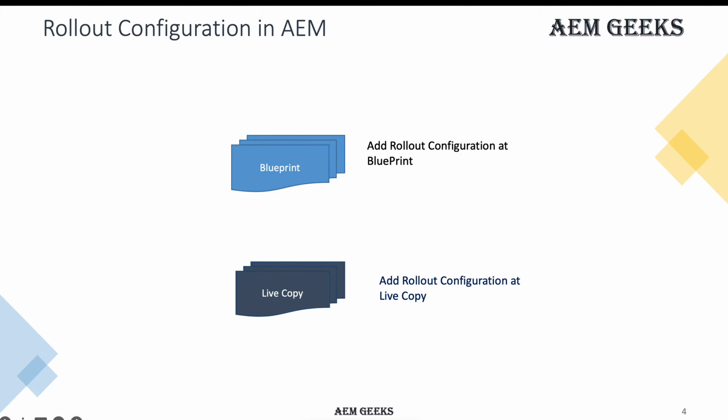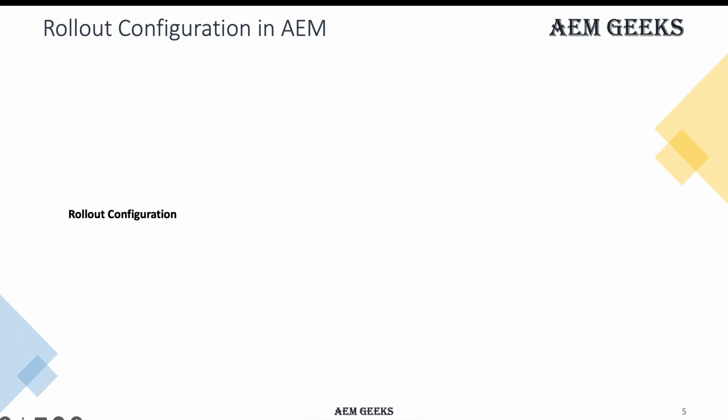You can add those in blueprint as well, or these can be inherited. Either way, if you write in blueprint, you can inherit those. In live copy also, you can inherit that. You will see the page property, you will understand. So this is how content rollout is performed using rollout configurations.